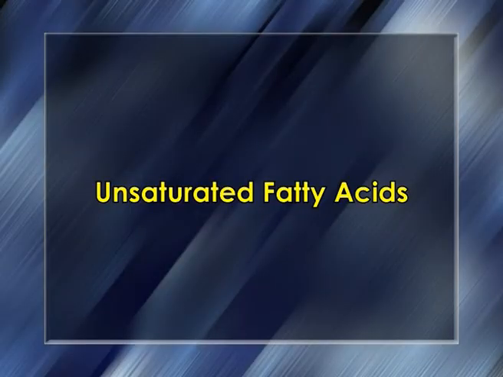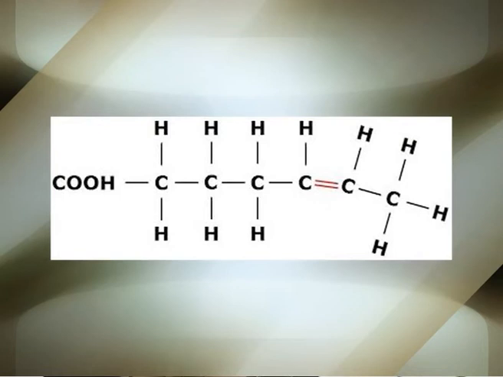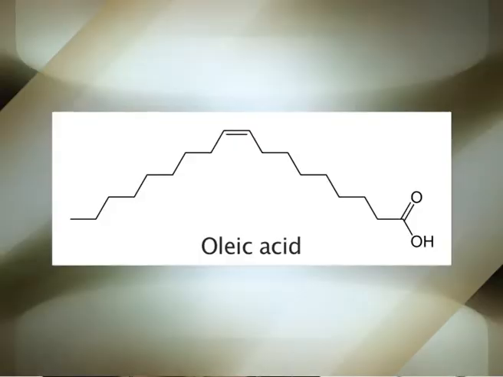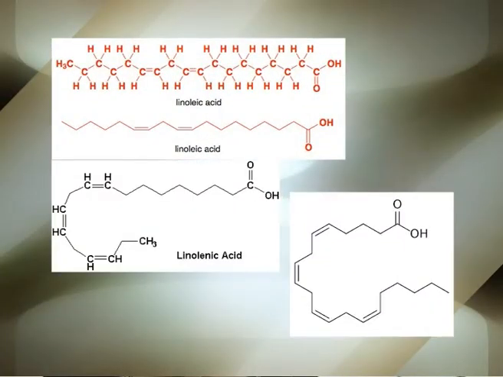Next, unsaturated fatty acids. An unsaturated fatty acid is one in which a hydrogen atom is missing from each of the 2 adjoining carbon atoms, thus necessitating a double bond between the 2 carbon atoms. A monounsaturated fatty acid has 1 double bond, for example, oleic acid. A polyunsaturated fatty acid or PUFA contains 2 or more double bonds, for example, linoleic, linolenic and arachidonic acids.